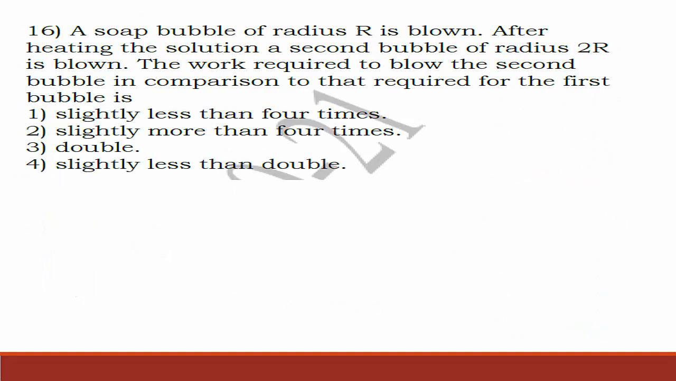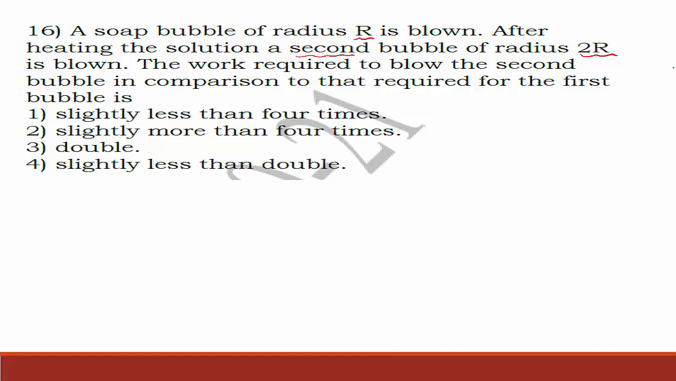A soap bubble of radius r is blown. After heating the solution, a second bubble of radius 2r is blown. So totally there are two bubbles, before heating and after heating. Before heating radius is r, after heating radius is 2r. Then the work required to blow the second bubble in comparison to that required for the first bubble is. We have to find work done to form bubble of radius r and 2r.